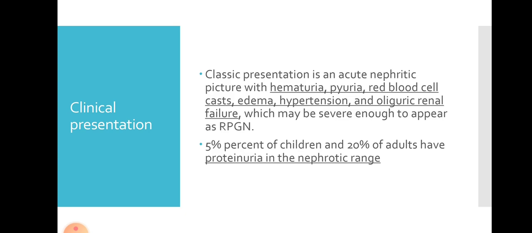At this stage we see 5% of children and 20% of adults have proteinuria in the nephrotic range, that is more than 300 milligram per deciliter.